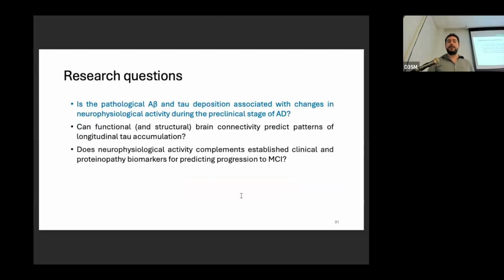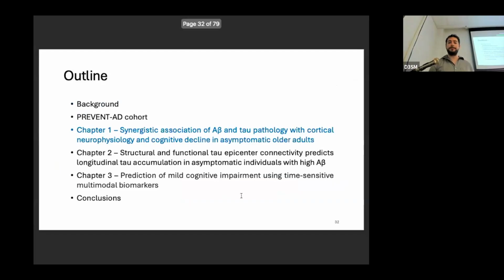All right, so moving into my research questions. The first project aimed to assess whether the pathological deposition of amyloid and tau is associated with changes in neurophysiological activity measured with MEG during the preclinical stage. So that brings us to the first chapter of my thesis.